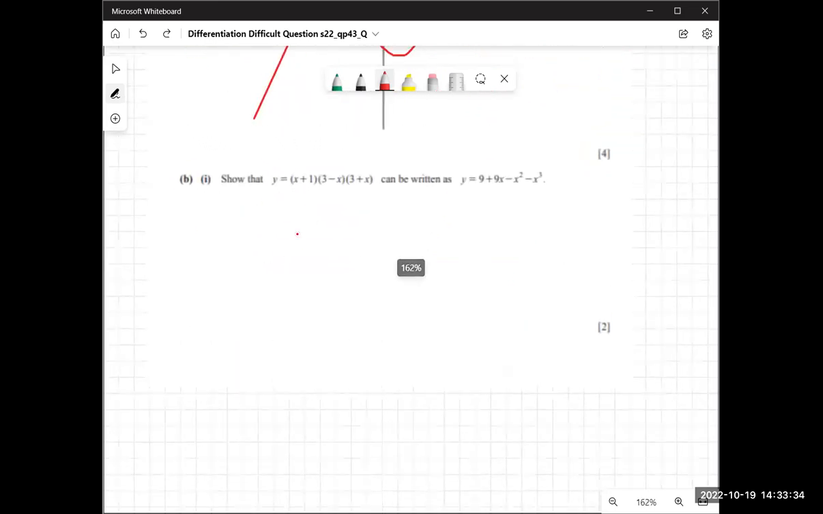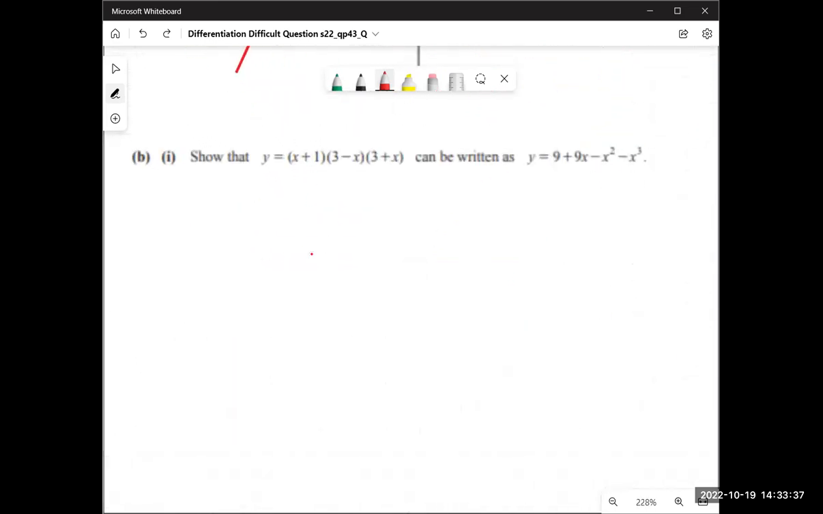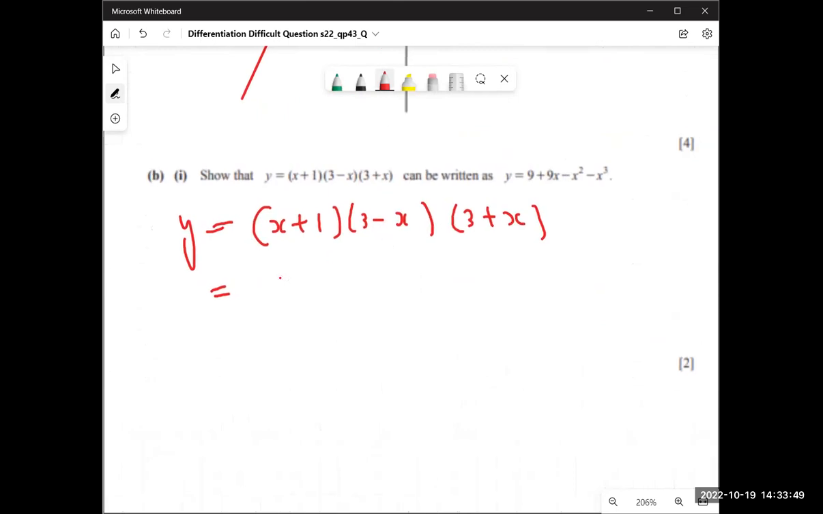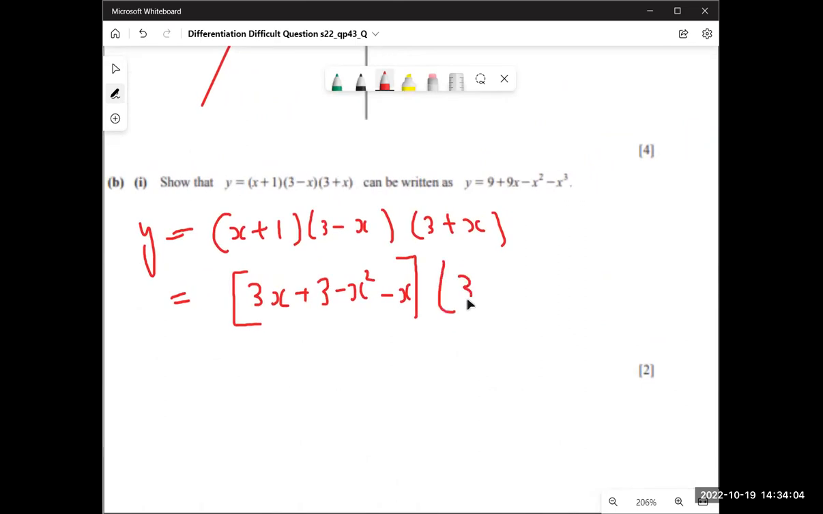Now let's see. You can show this. It can be written as this, right? So let's open the brackets. x plus 1, 3 minus x, 3 plus x. Fine. Now open the brackets. Perhaps first let's open this up. So we'll get the first two: x, 3x plus 3 minus x squared and minus x. If you simplify everything, you get y is equal to 9 plus 9x. That's what we have to show, right?